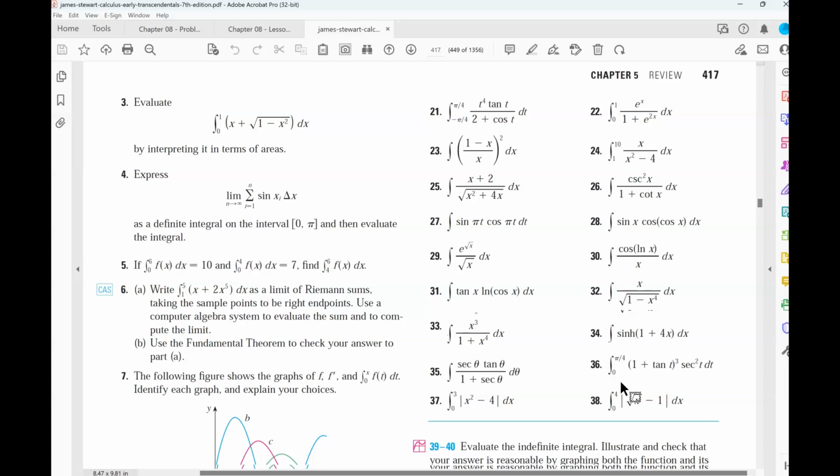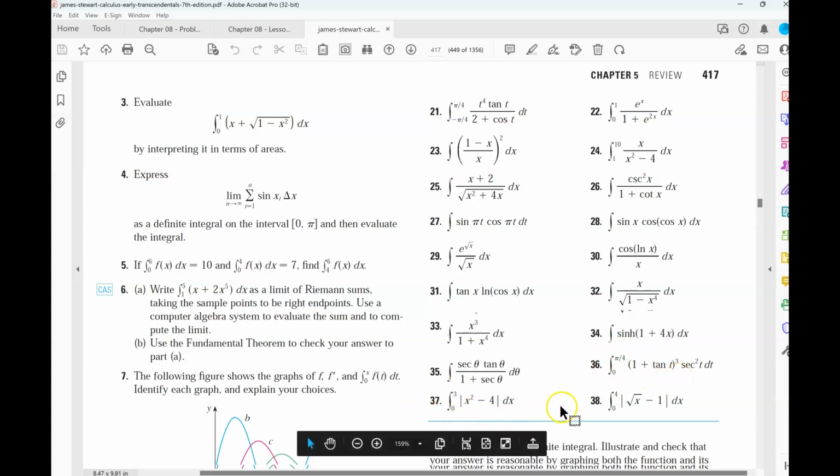For 36, isn't secant squared just 1 plus tangent squared? Yes. So would you pick that as your U? I would pick 1 plus tan t as my U, because the derivative of tangent is secant squared. And then it's not too bad.